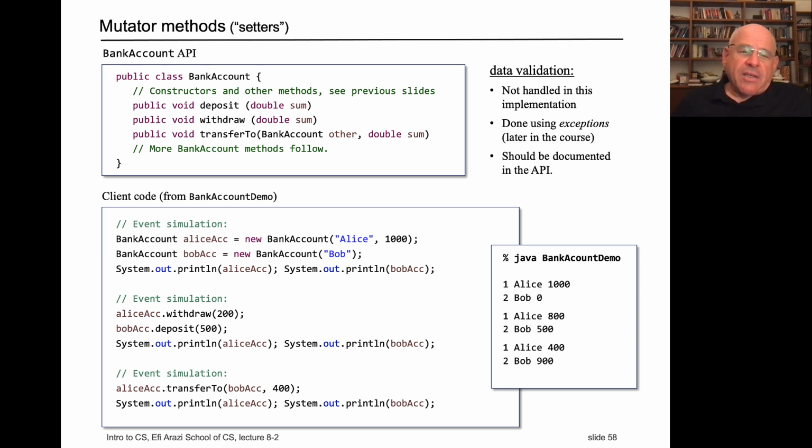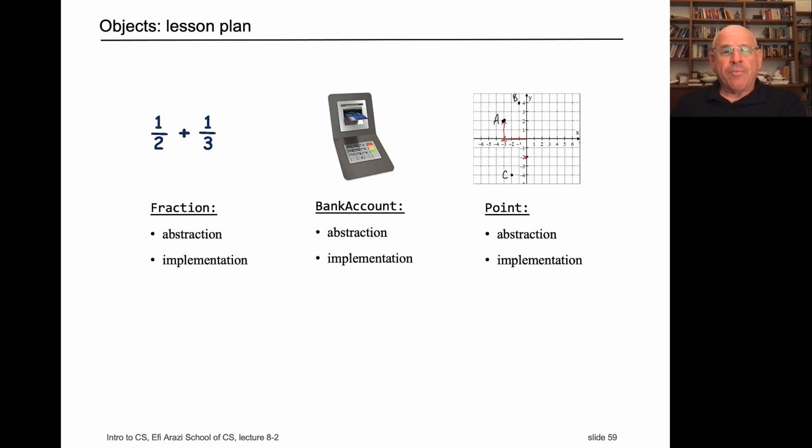But notice how elegant the syntax is, right? We created a little language, a little financial language for depositing, withdrawing, transferring money, and everything is very readable, very easy to understand what's going on. And that's the beauty of object-oriented programming. It enables you to model the world in a very elegant way. So this is the bank account example.